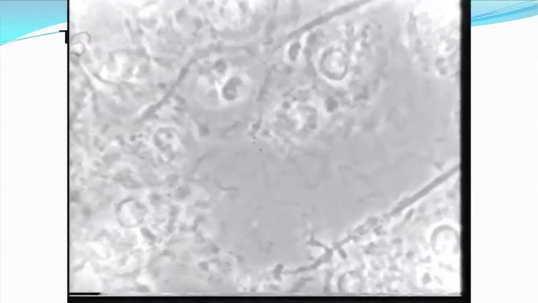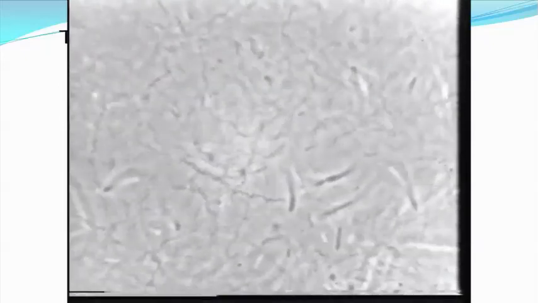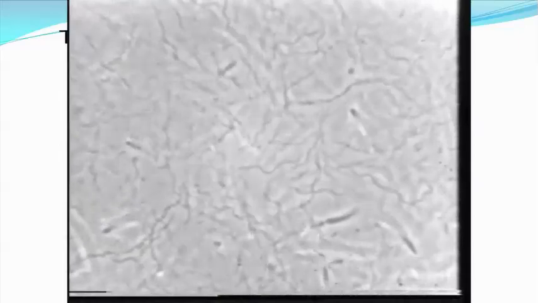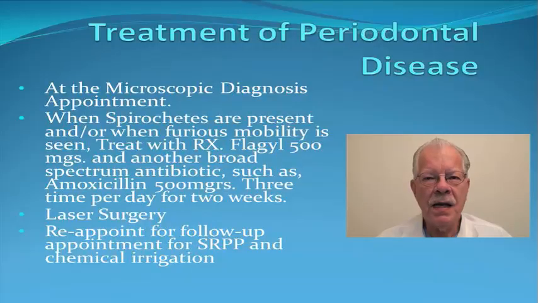And we're at 5,000 power, and here's an example of the little spore-like forms in the epithelial cells in this particular patient. So as we move around, we see a lot of spirochetes, and they're moving very fast and furiously. So we consider this a very virulent case. So in these cases, we treat with antibiotics, heavy-duty antibiotics, and laser surgery. Based on the microscopic examination and also the traditional examination of the patient, we develop a treatment plan.